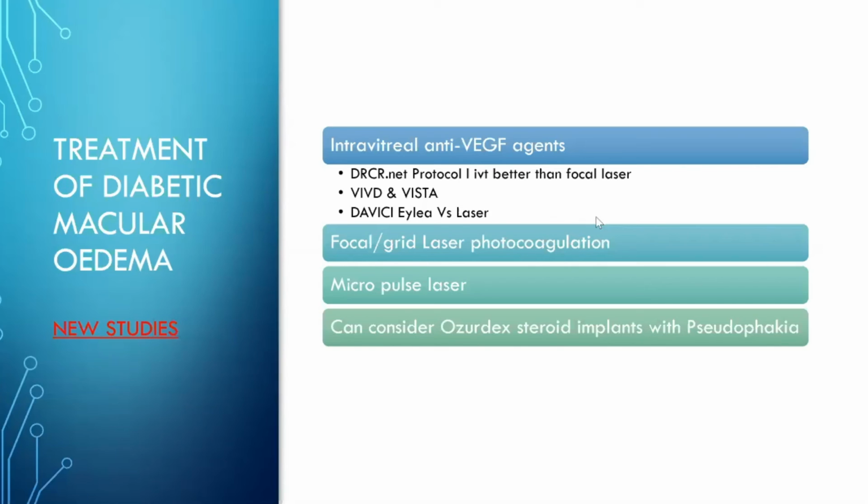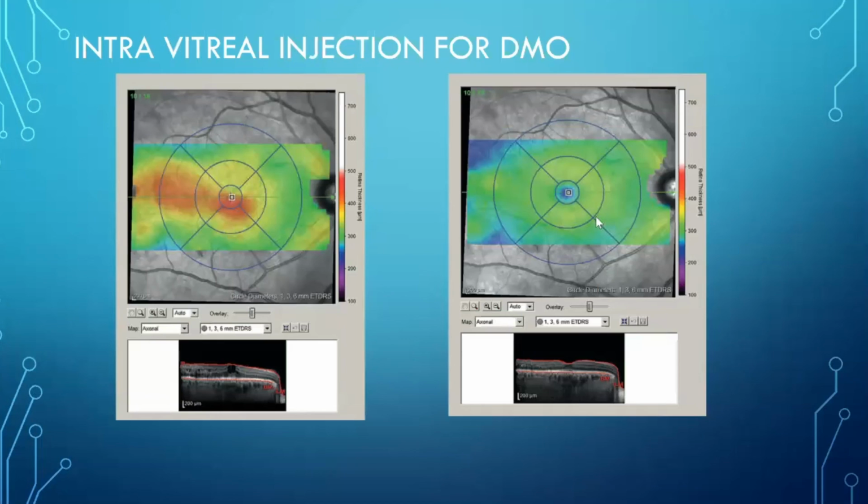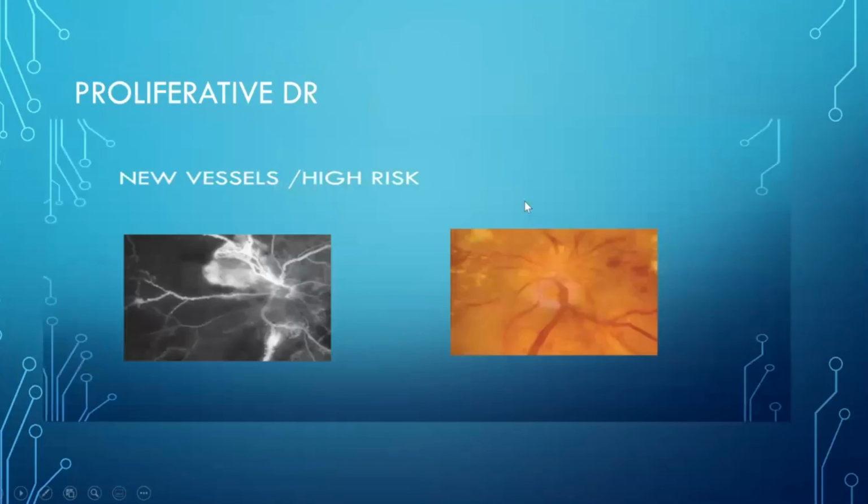There are numerous studies about this, including DRCR.net Protocol I, VIVID and VISTA in the United States, and DA VINCI, and they all compare the traditional treatment, the old-time laser, with this injection inside the eye. We also have the focal laser, which still has its place, micropulse laser, and also a steroid implant we call Ozurdex. You can see here in the plan that we have a little bit of swelling on the central vision, in red. After the injection, it's all back to green, there is no swelling.